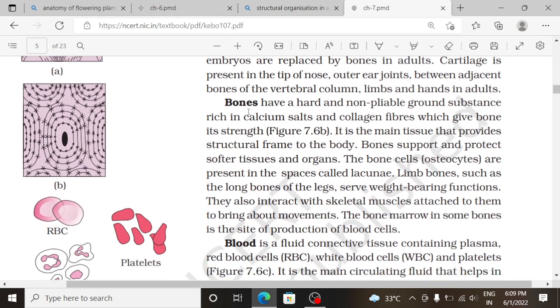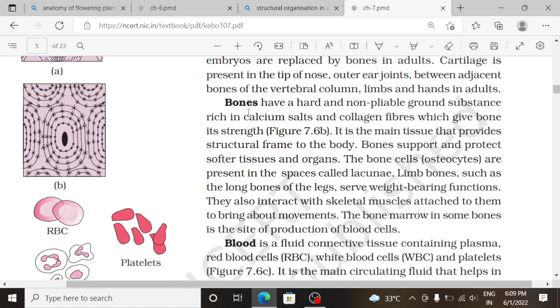and hands in adults. Bones have a hard and non-pliable ground substance rich in calcium salts and collagen fibers, which give bone its strength. It is the main tissue that provides structural frame to the body. Bones support and protect softer tissues and organs.